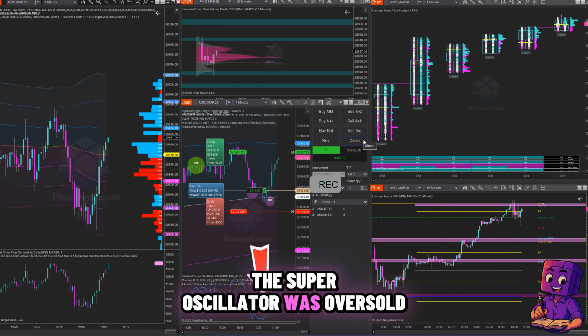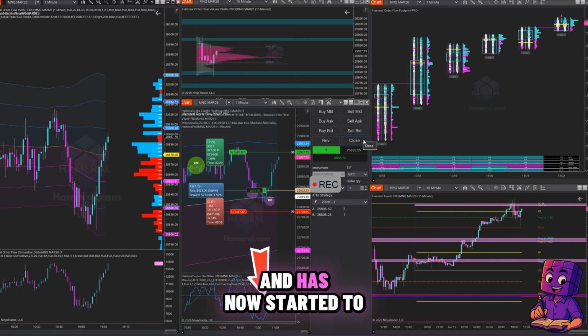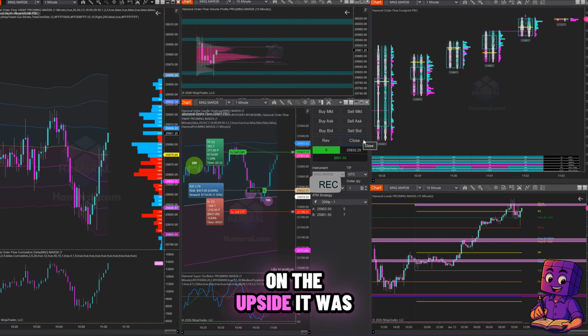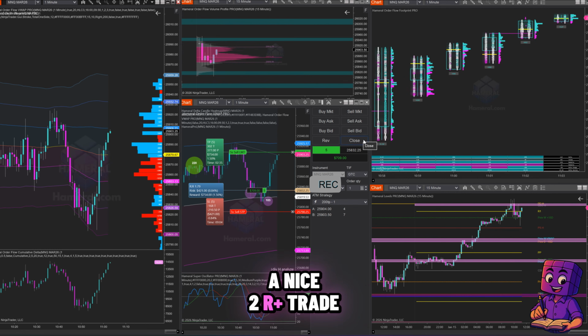The super oscillator was oversold and has now started to gain strength on the upside. It was a nice 2R plus trade.